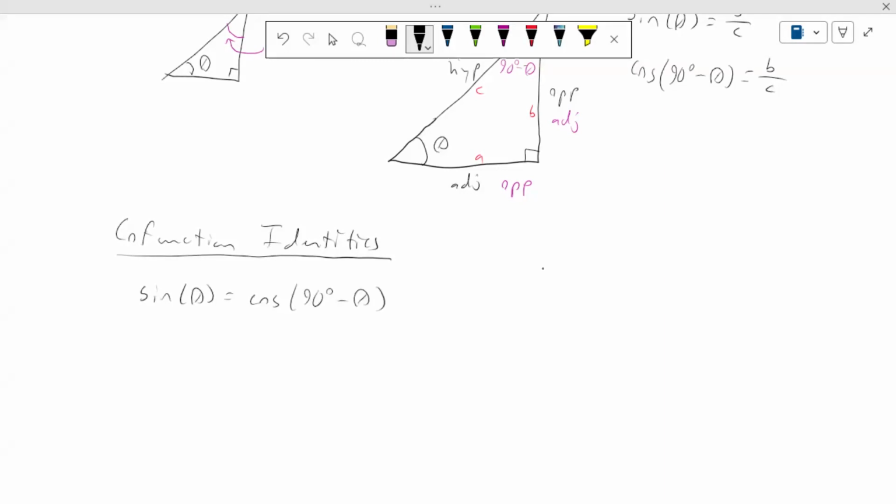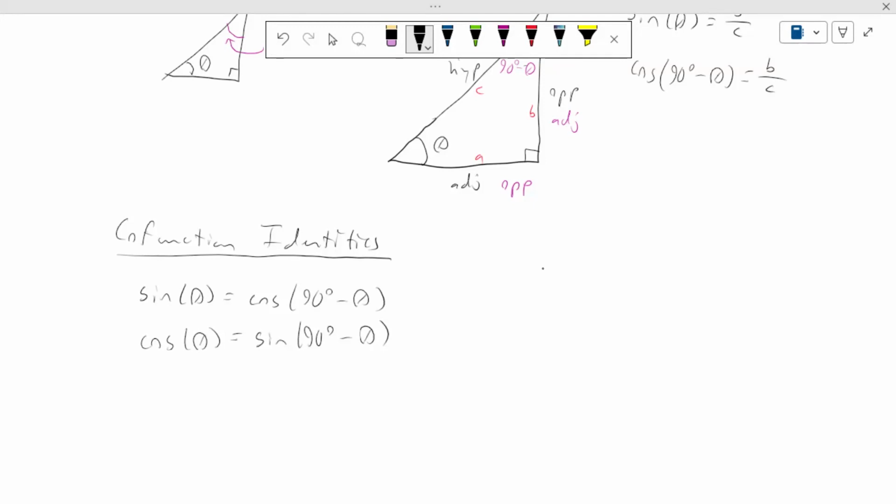And you can phrase it in terms of radians also. It's pi over 2 rads minus theta, right? Cosine of theta is equal to sine of 90 degrees minus theta. They are co-functions of each other. And we can get that from the triangle as well above.